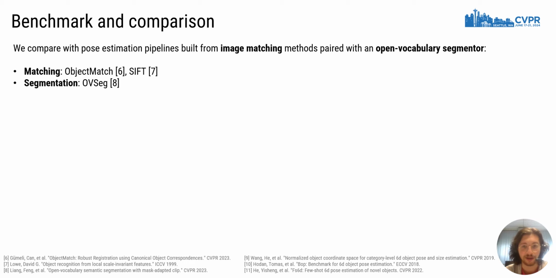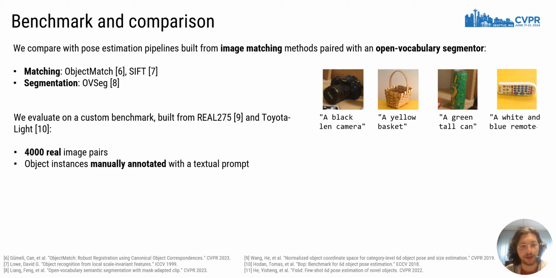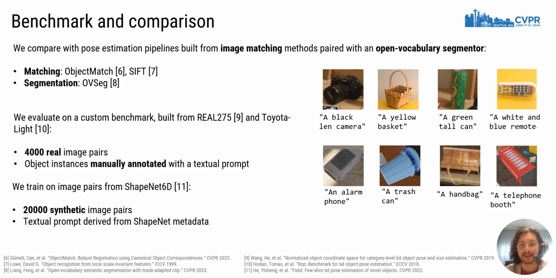We evaluate our method against pipelines built by an image matching method paired with an Open Vocabulary Segmenter, as we are the first method to tackle Open Vocabulary pose estimation. We evaluate Orion on a benchmark built from REAL and Toyota-Light datasets, which comprises 4,000 pairs of images and object instances which are manually annotated with descriptive prompts. As training data, we rely on synthetic images from ShapeNet 6D, while we obtain the textual prompt from the metadata of ShapeNet.